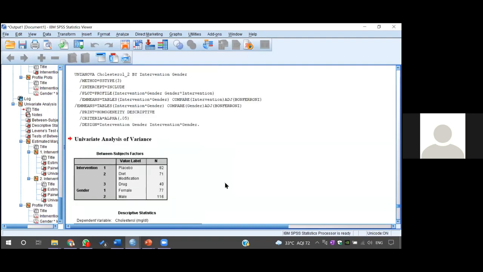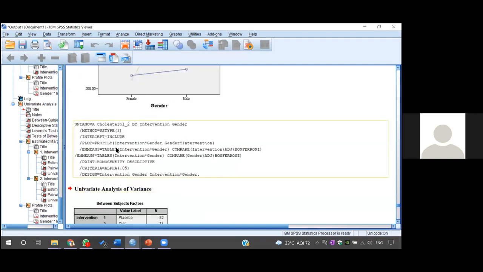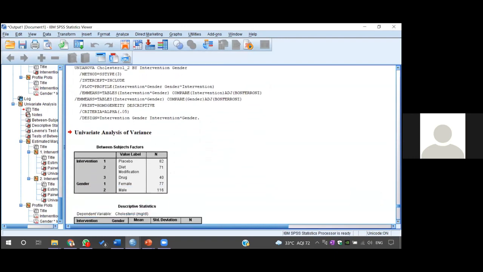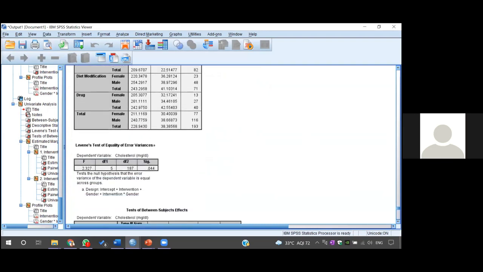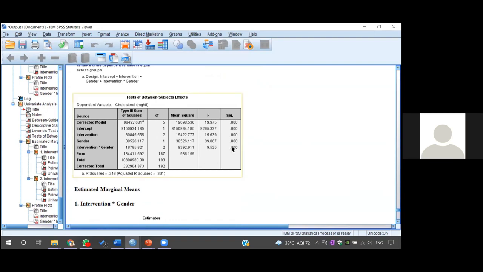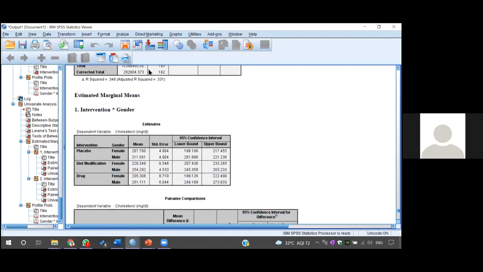So here you can see your command. It is showing that you have given this command of EM means tables, compare, etc. This helps you to look in the output, because if you are performing two-way ANOVA, there will be a lot of tables. So if you see this command, it helps to guide where we have to go to see the analysis. So this is again the same table of descriptives that you have seen. And then if you go down, this is the test. It is again the same table which has appeared previously also. This is the estimated marginal mean.